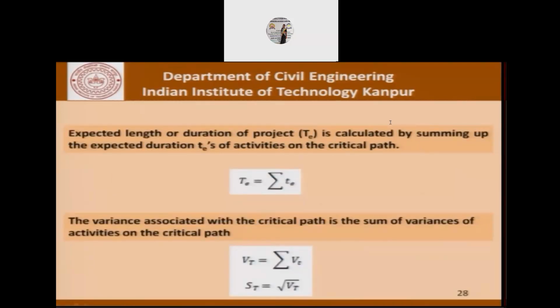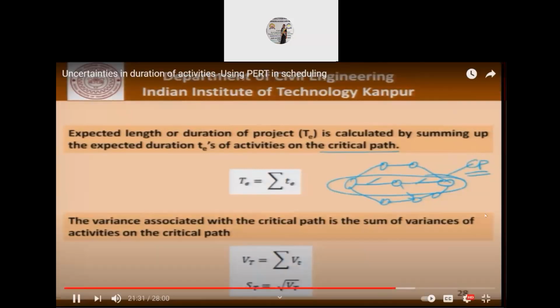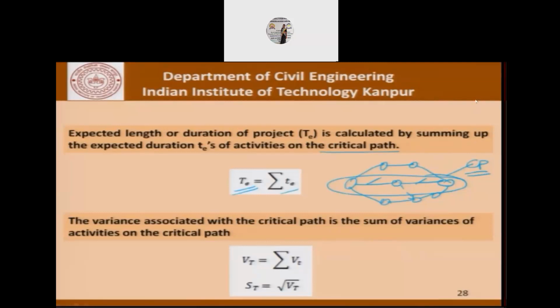So expected length or duration of the project, capital TE, is calculated by summing up the expected durations, small TEs, of activities on the critical path. So what we are saying is that if we say that this is the critical path, we are not denying that there are no other paths. There can be other paths, but this is the critical path. So for this critical path, we take the activities on this path and try to find out the expected time of the project using only the expected times of the activities on the critical path. These activities which are non-critical will have to be dealt with separately.